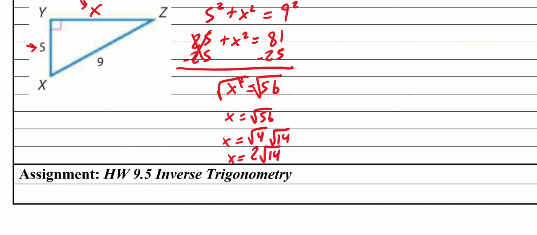And then last thing, just to double check, can I simplify this radical anymore? The square root of 14 does not have any perfect squares as a factor other than 1. So this would be my final answer here for x. X equals 2 square root of 14.